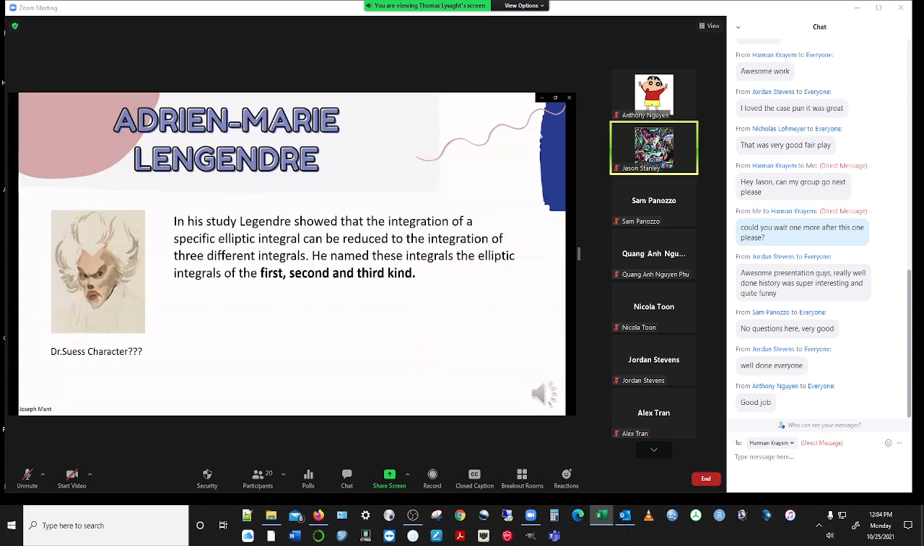The next mathematician to make a large contribution to the study of elliptic integrals was French mathematician Adrien-Marie Legendre. In his studies, Legendre showed that the integration of a specific elliptic integral can be reduced to the integration of three different integrals. He named these integrals the elliptic integrals of the first, second, and third kind.